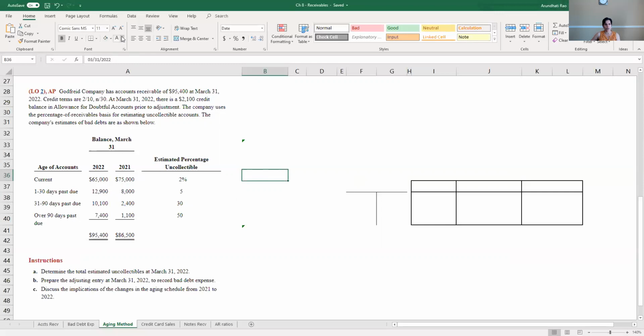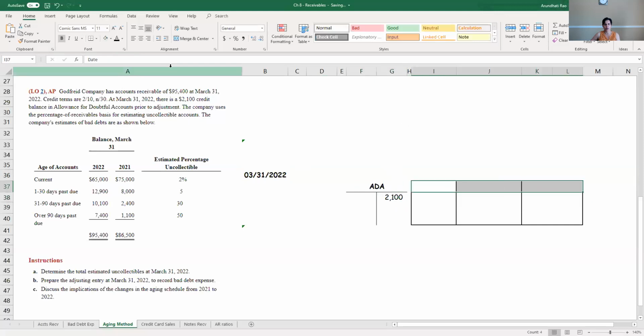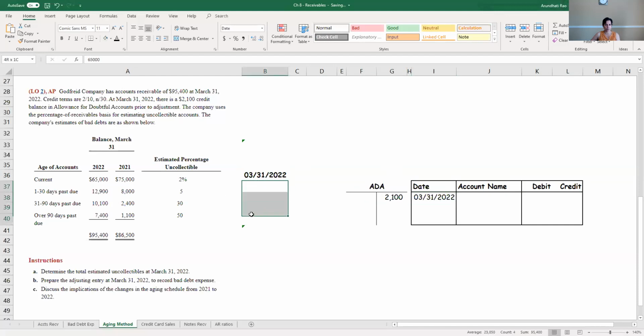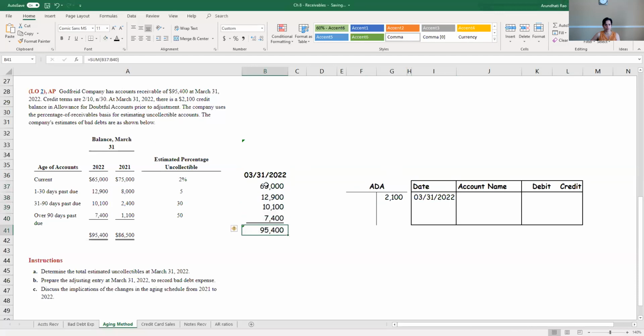So let's see how I'm going to do these calculations now in terms of finding out what I need to put in the journal entry. Before I start with my calculations, I have my allowance for doubtful accounts that has a credit balance of 2,100. That's from the information presented over here. I'm going to do my journal entry, and this is going to be on March 31st, 2022. So let me first write down these dollar amounts that I have over here. The dollar amounts I have, the total of 95,400. This is the breakdown that's given to me. The next thing I do is I write down what these percentages are.